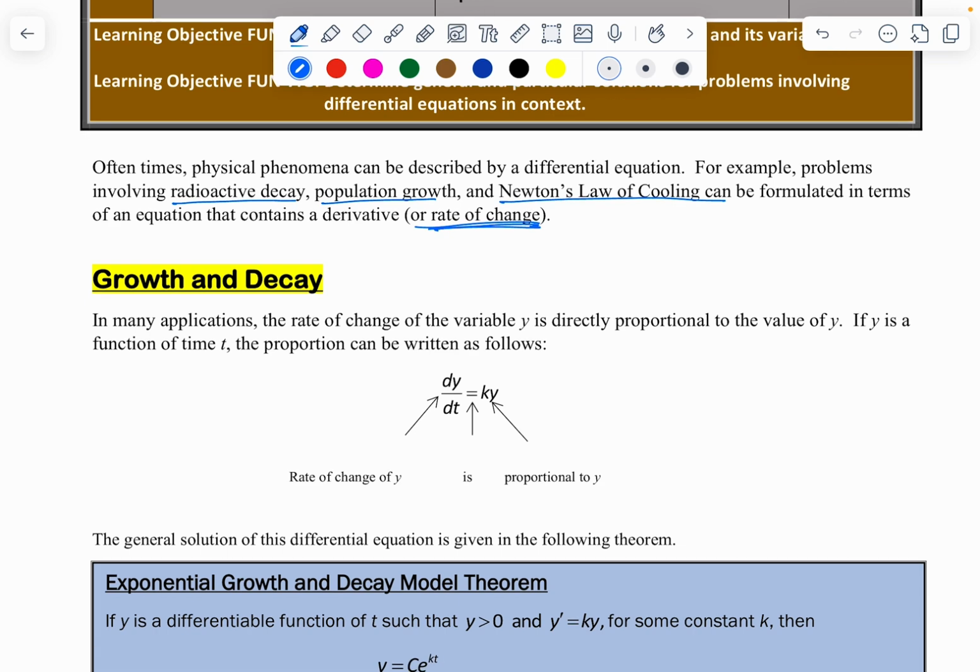So you have your growth and decay function. In many applications, the rate of change of the variable y is directly proportional to the value of y, if y is a function of time. So if you have dy/dt, the proportion can be written as follows. The rate of change of y with respect to time is proportional to y. The general solution of this differential equation is given by the following theorem.